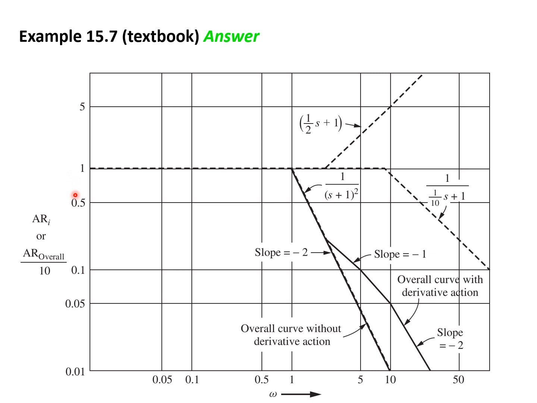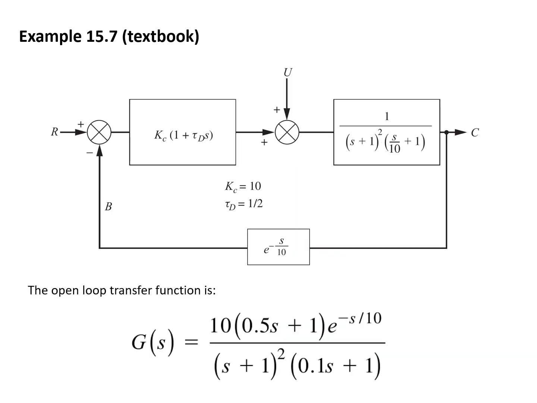Since we are dividing, we can start at 1, and we have to plot against omega because we have so many taus here. We cannot plot omega tau, we have to plot against omega. So this is the first one, the PD transfer function.